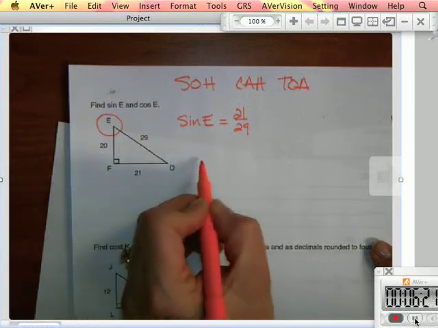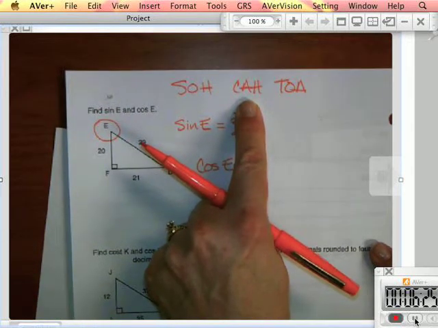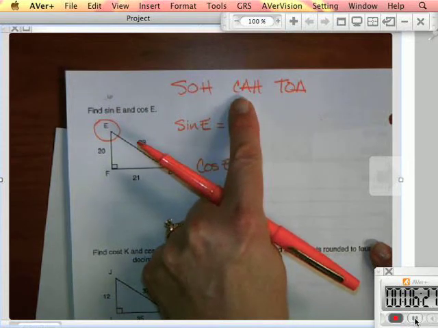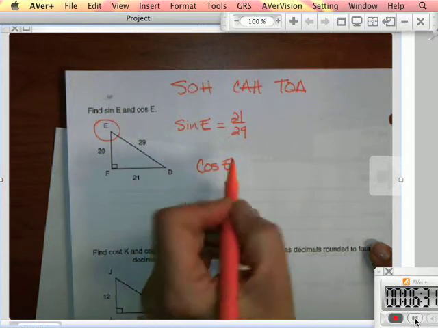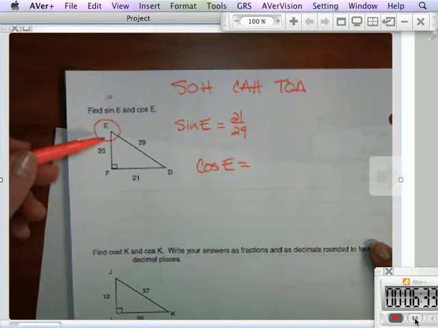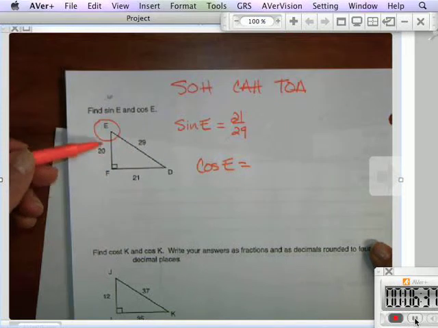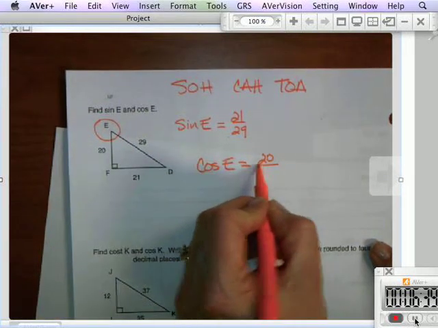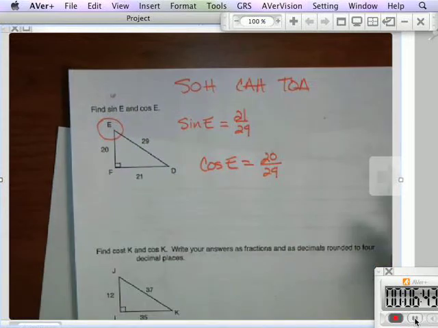All right, cosine of E. So I'm here, cosine of E equals the what? What's the A stand for? Adjacent, which is how long? 20. It's the leg next to the angle. So it's 20 over the hypotenuse, which is how long? 29. And that's all you can do. You could put it as a decimal, but we don't need to.